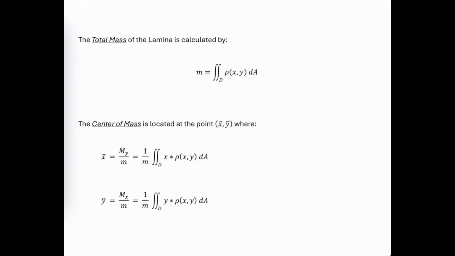And then in order to calculate the center of mass, first we need to get the total mass of the system, which is essentially just adding up all the masses of the little tiny rectangles. And again, to get the x-coordinate and the y-coordinate of the center of mass, which is an ordered pair, we'll take the tendency to rotate about the y and divide that by the total mass, and then the tendency to rotate about the x and divide that by the total mass, which is given by these formulas here.